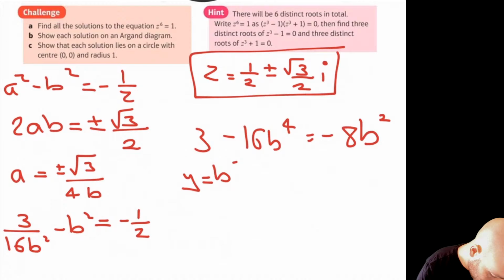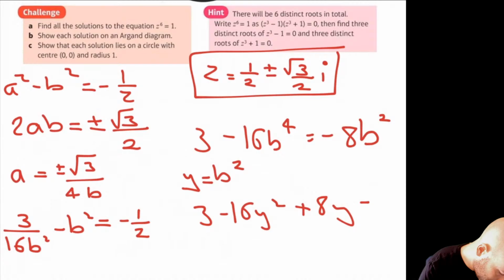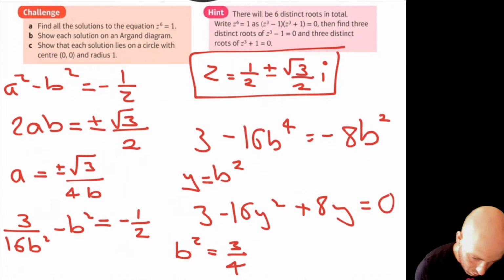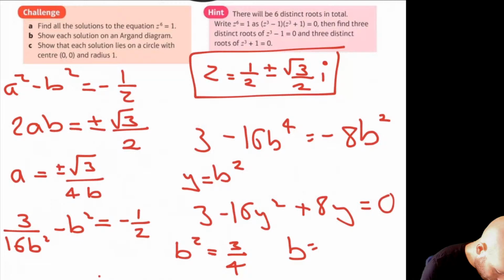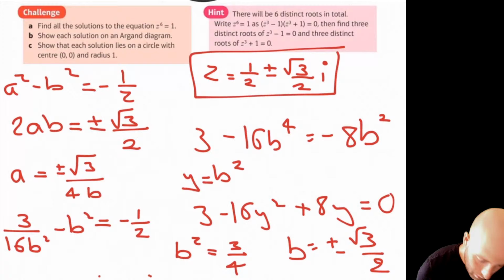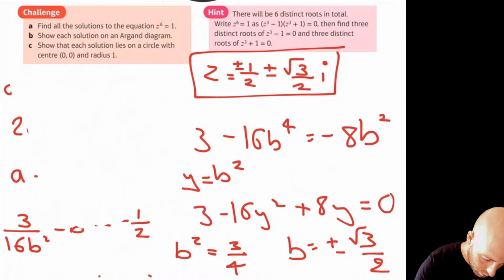y equals b squared. 3 minus 16y squared plus 8y is 0. Solve that one. I think it's going to be the same as the other thing, but negative. So we get b squared is 3 over 4, minus a quarter. So b is going to be... That's what I did wrong. That should just be a plus minus there. Okay, yeah, so that's it. So we get those four solutions there, basically. And then we get one and minus one.